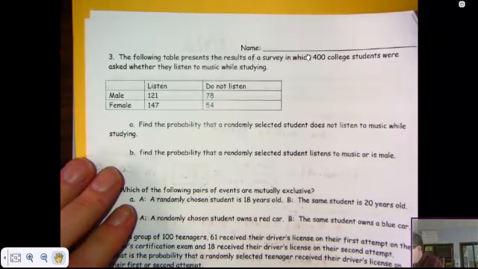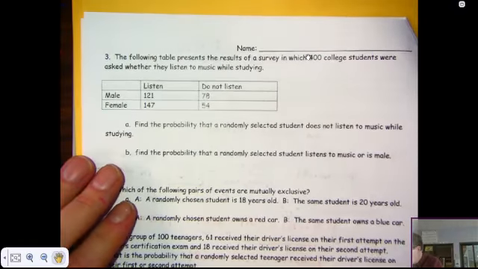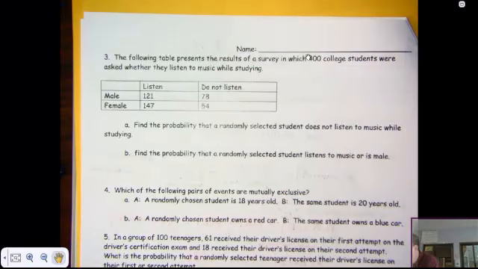Okay, question 3. The table we have here is results of a survey in which 400 college students were asked whether they listen to music while studying. Basically, listen or not listen, broken down by gender, male and female. So this would be all 400 students here. Part A says, find the probability that a randomly selected student does not listen to music while studying.